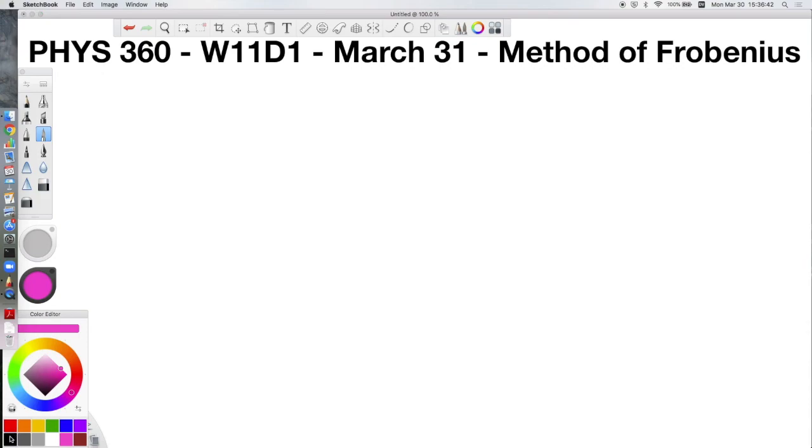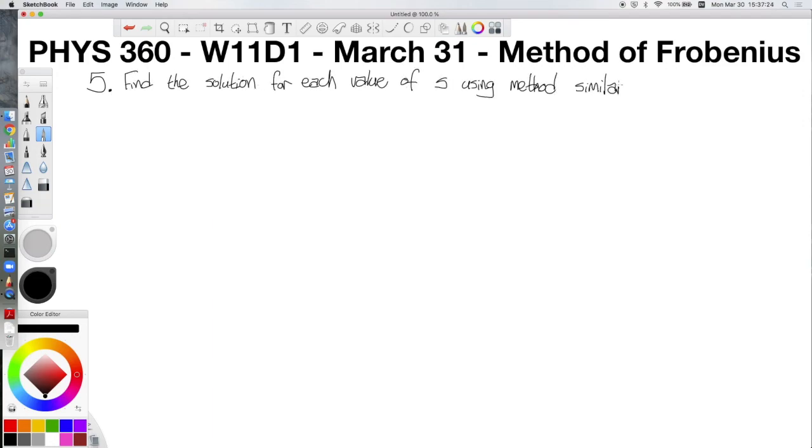And the next step in the method of Frobenius is step 5. And in step 5, we find the solution to our differential equation for each value of s separately by using the table in a similar manner as we did for the regular series solutions of differential equations. So I'm going to start with the s equals -1 term and work through that solution.